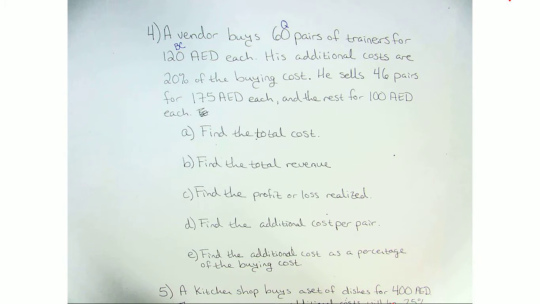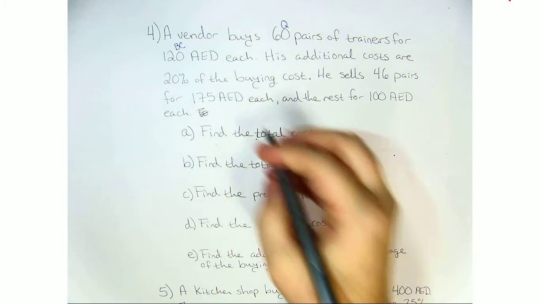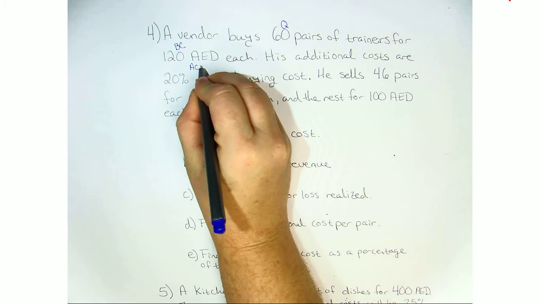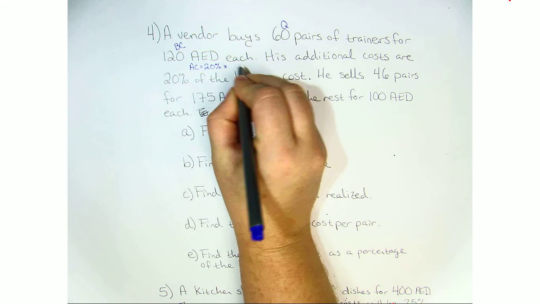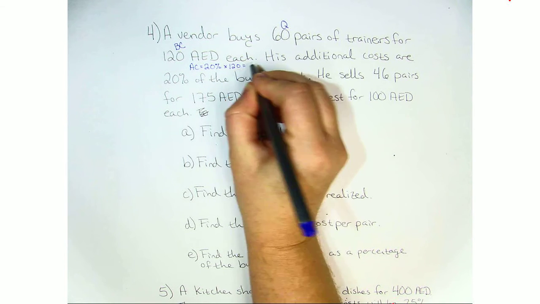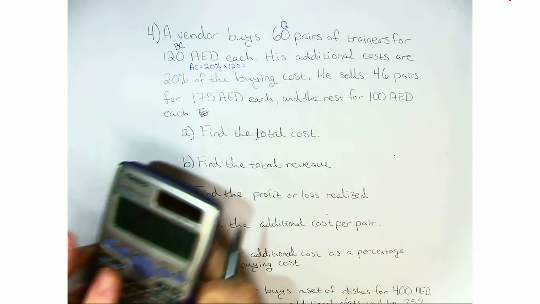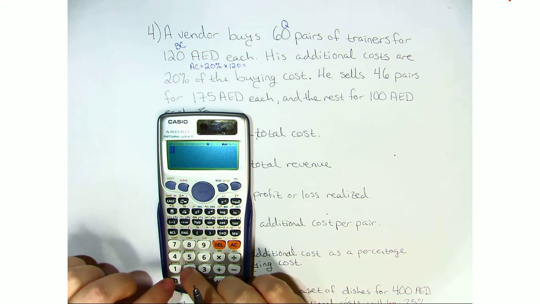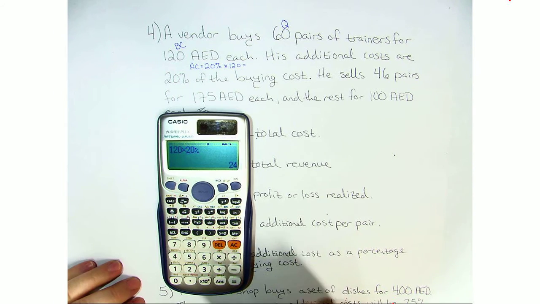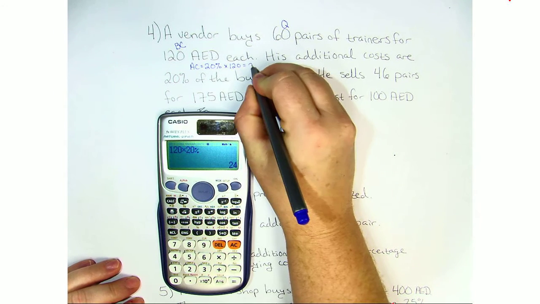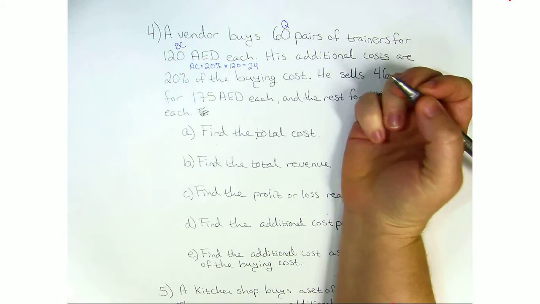His additional costs are 20% of the buying cost, so we need to do some math. Additional cost is 20% of my buying cost, 120. So we put that on the calculator, 120 times 20%. And we get the additional cost is 24 dirhams each.